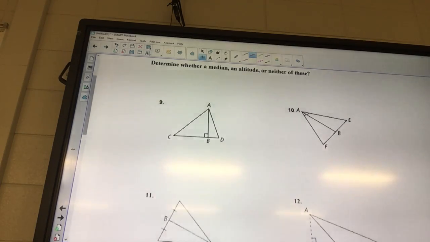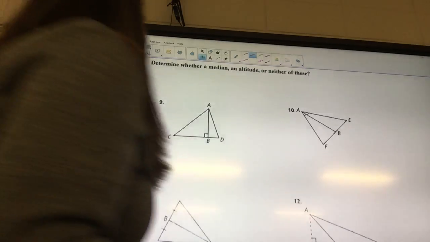It is probably an either. Okay, it's probably a trick question. But it is possible for something to have a median and an altitude, but I won't give that to you. So if you see something with a square and tick marks, look at it, but it's probably something that does not go to a vertex.